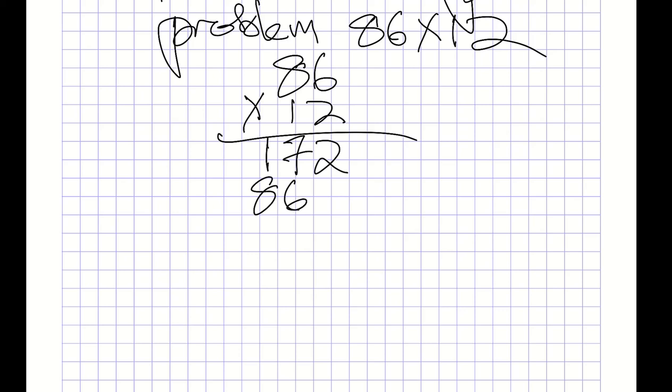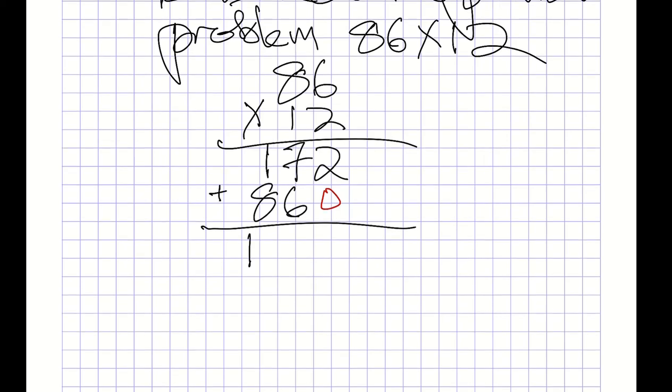We had 86, and we added 0 here. Remember, we added 0 here. We don't have to. So that's what we did. And then we added this, and we get 1032. Check the previous problem. That's what we had, 1032. Let me show you a trick.